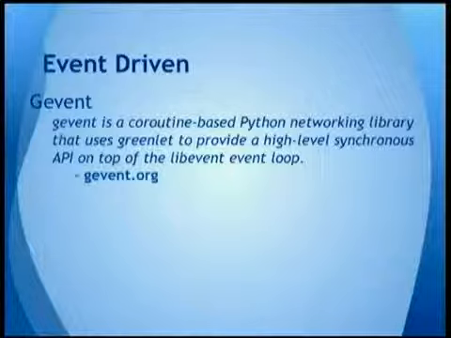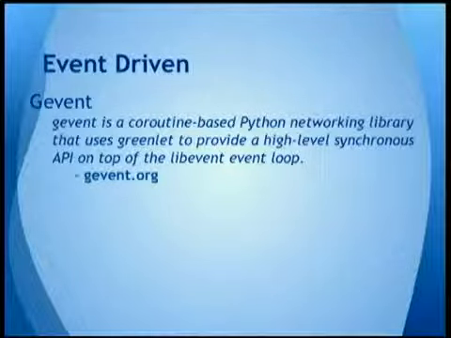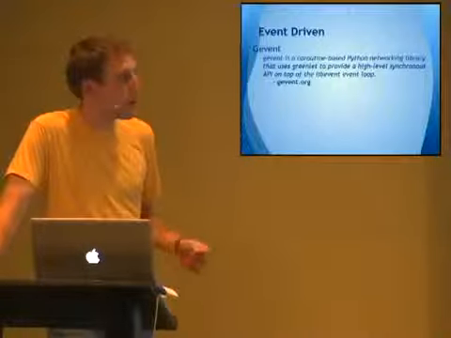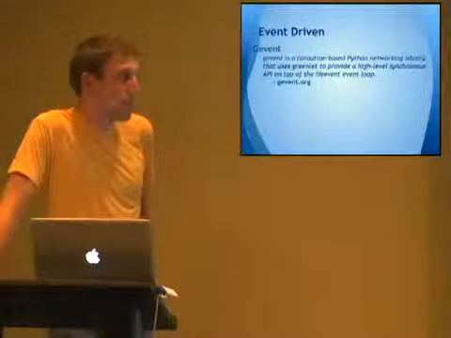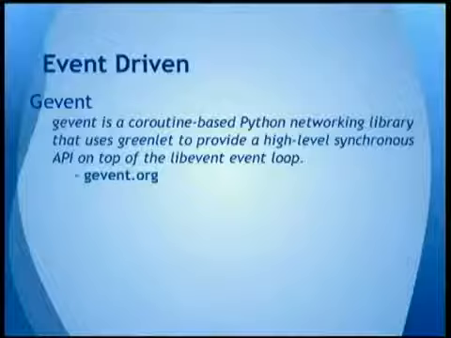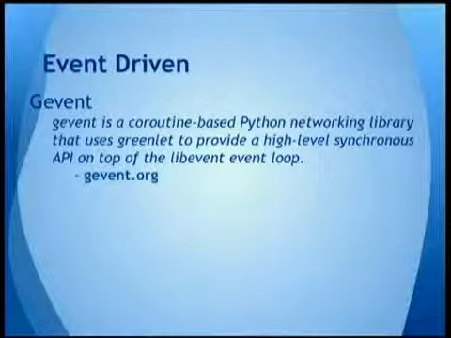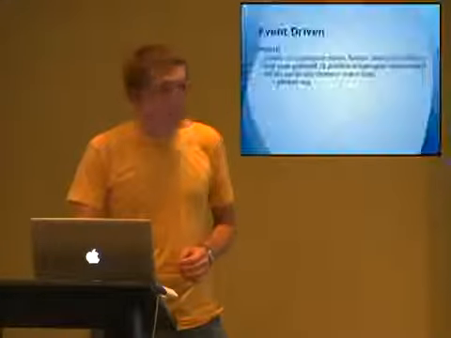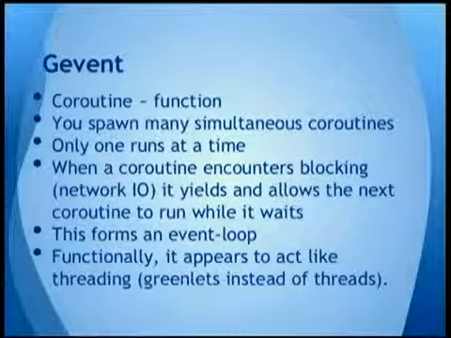A slightly more developed interface for event-driven concurrency that is really nice in Python is called gevent, and this is what a lot of the things I'm going to be talking about are built on top of. Gevent is a coroutine-based Python networking library that uses greenlet to provide a high-level synchronous API on top of the libevent event loop. And I think that's about the worst description of a library that I've ever read. So I'm going to break it down a little bit.